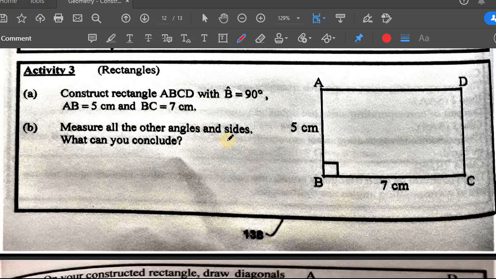Okay, construct a rectangle, right? You would have constructed this rectangle, whether you use a protractor or whether you use your construction method to get this 90 degrees, it's up to you at this point, right?